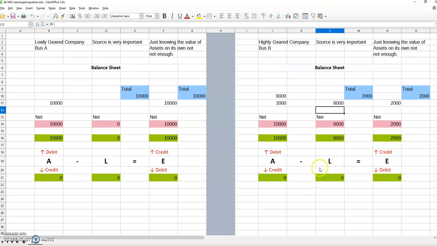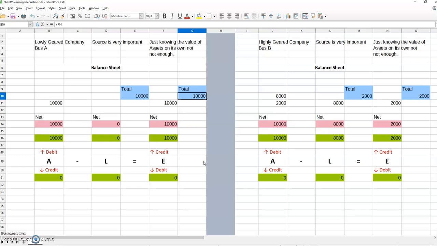You can see there that there are 10,000 of assets, and 10,000 of assets here. Here, though, they deduct the liabilities from the assets to give you the net assets, because these are the real assets in the business, and this is how much the business is really worth. So there are assets to the value of 2,000 in this business, and that's how much the owner could take out of the business. Over here, there are assets to the value of 10,000, and that's how much the owner could take out of the business.